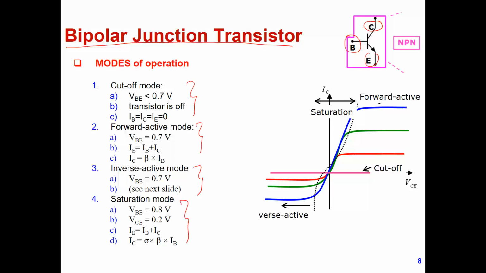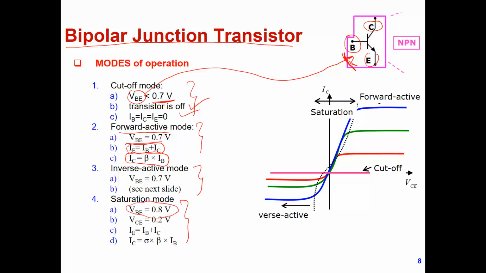All depends on the voltage VBE, right? If the VBE is less than 0.7, then the transistor is in the off state and all the currents are zero. If the VBE equals 0.7, then it is in forward active mode, and then the collector current is beta times the base current, and the emitter current is the addition of the base plus the collector. In the saturation mode, the VBE equals 0.8.